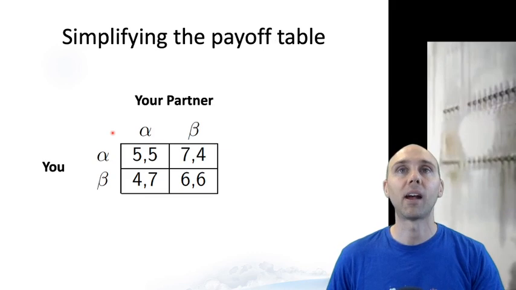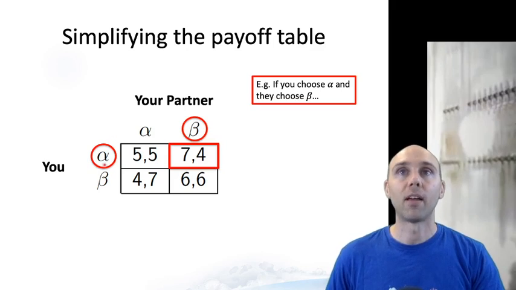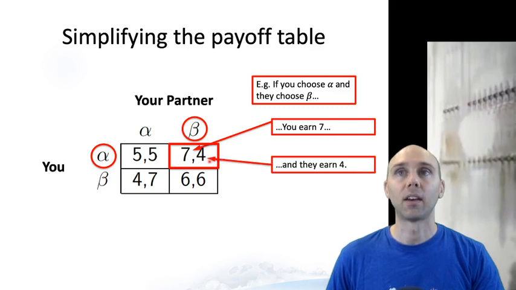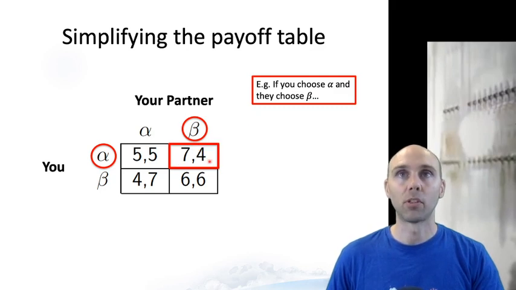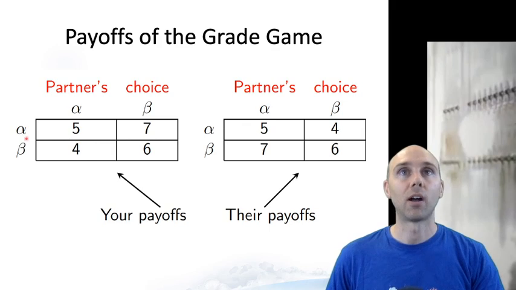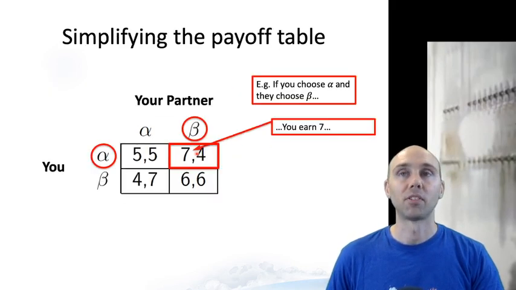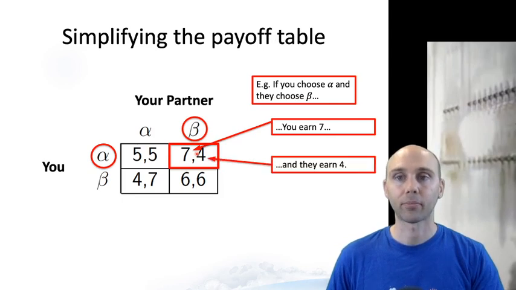So all I've done now is basically squish the two tables together. So for example, if we choose alpha and they choose beta, we get a 7 and they get a 4. So just what we saw on the previous page. We choose alpha, they choose beta, we get a 7. We choose alpha, they choose beta, they get a 4. And that's what we've done by just squishing them all together.